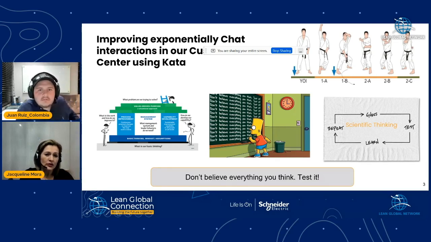For sure, we work a lot with people and culture in order to transform our customer care center at the base of the region. Our core line with Kata is: don't believe everything you think. It's necessary to test it. So it's so important for us, this principle.